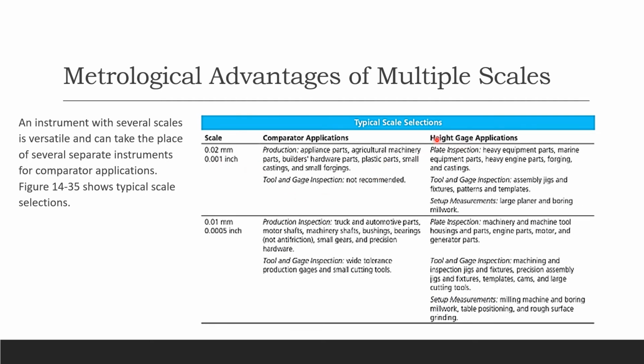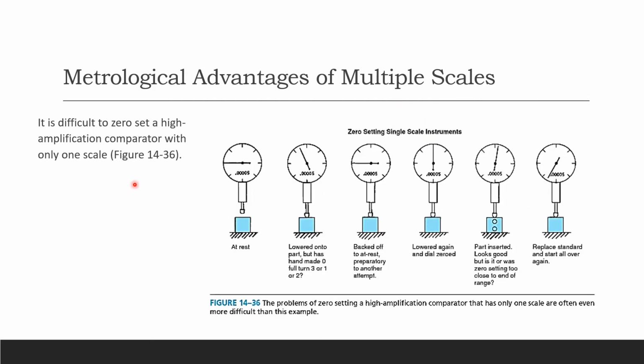You can read the entire table in the handout, under figure 14-35. It's just trying to show you how to select the scale. So, metrological advantages of multiple scales. It's difficult to zero set a high amplification comparator with only one scale. Therefore we need to use multiple scales and high amplification comparators.